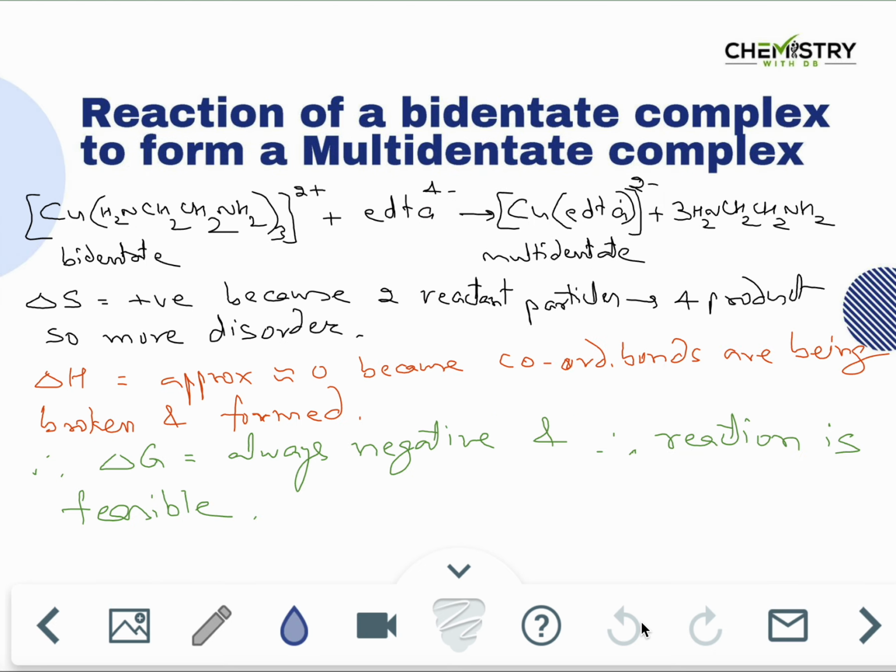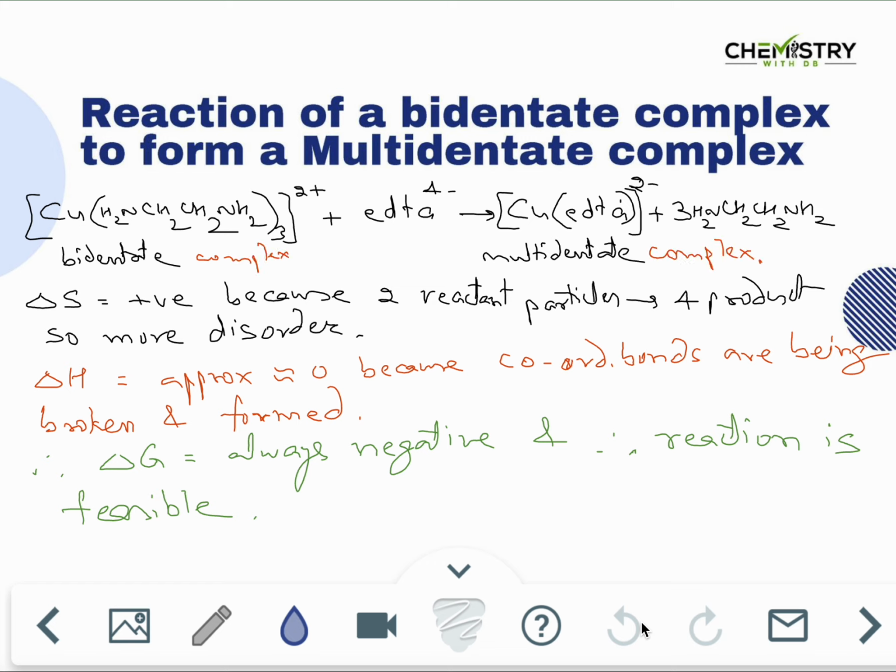Now let's take another example looking into the feasibility of a reaction wherein a bidentate complex gives rise to a multidentate complex. Here we are looking at the ethylenediamine ligands which are bidentate, giving you a complex with Cu2+ ions. When this bidentate complex reacts with EDTA, which is a hexadentate ligand, EDTA again drives out all of the ethylenediamine ligands, giving rise to CuEDTA2-, and the 3 ethylenediamine ligands are substituted. In a nutshell, a bidentate complex is giving us a multidentate complex.